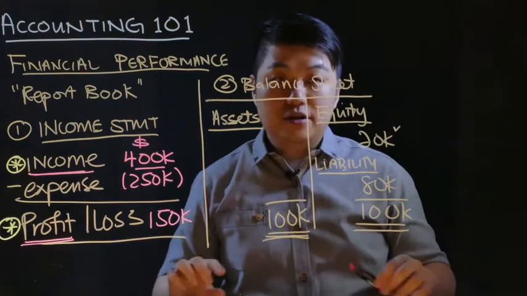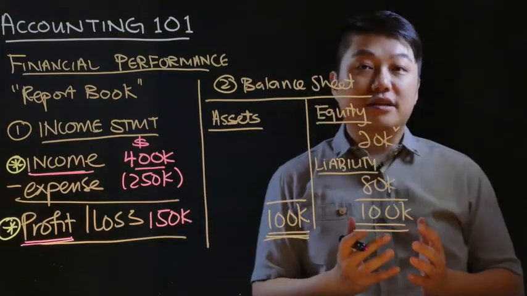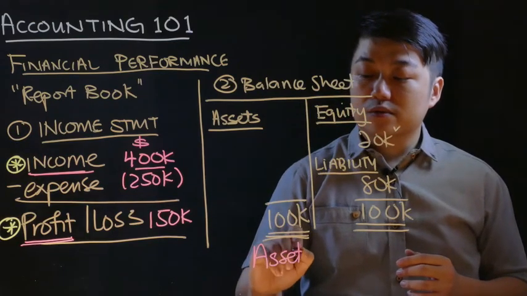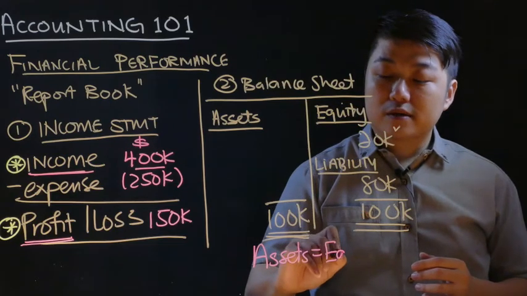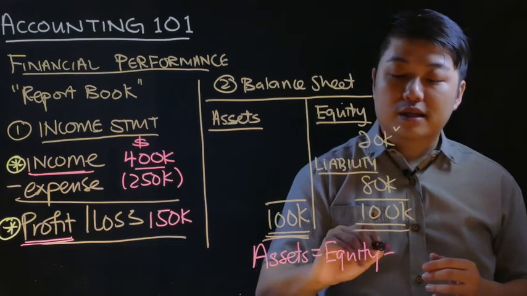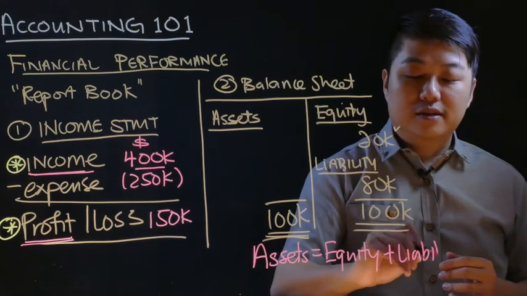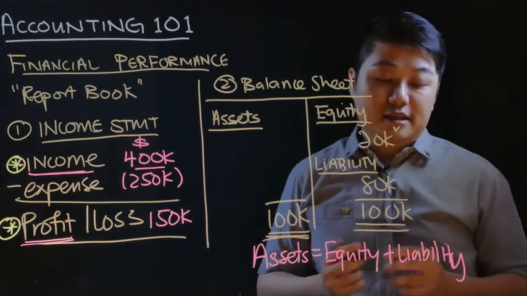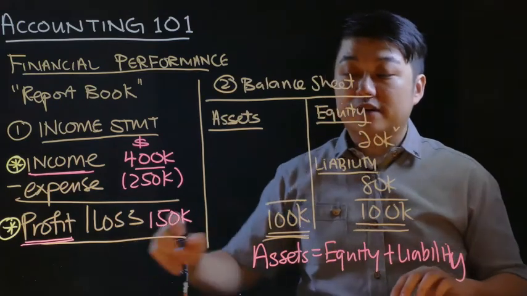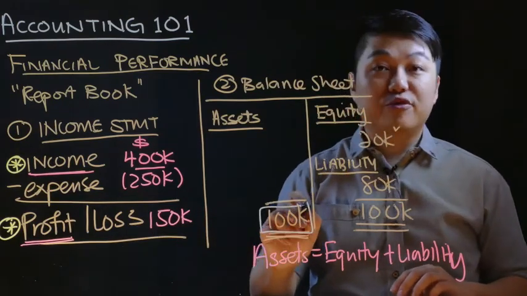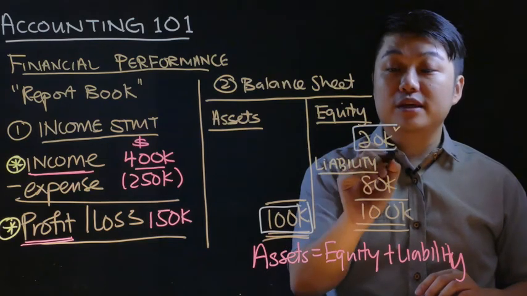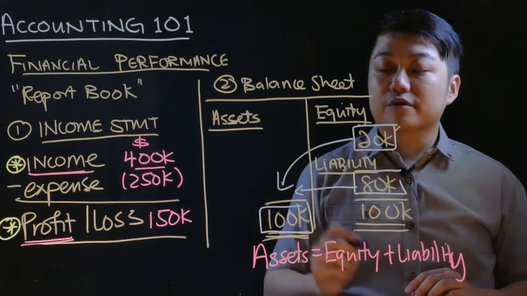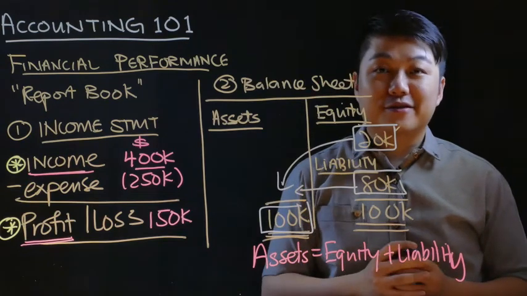So this gives you your first understanding of how the balance sheet works. The balance sheet works on the accounting equation, which is assets equals equity plus liabilities. Basically the understanding is this: a business has an asset of $100,000. It will have to be funded by a combination of equity plus liabilities to pay for the total assets of $100,000.